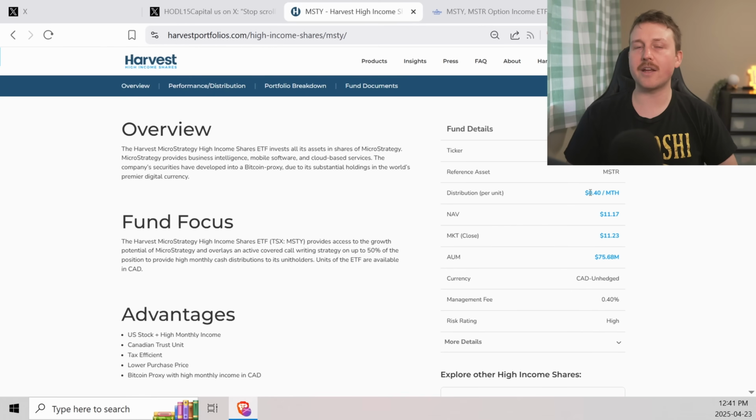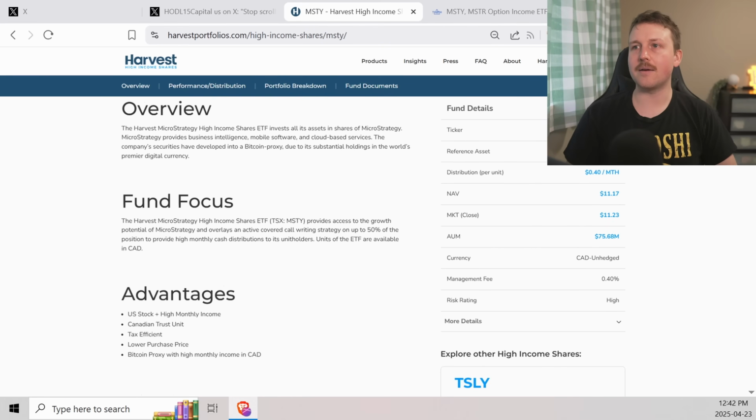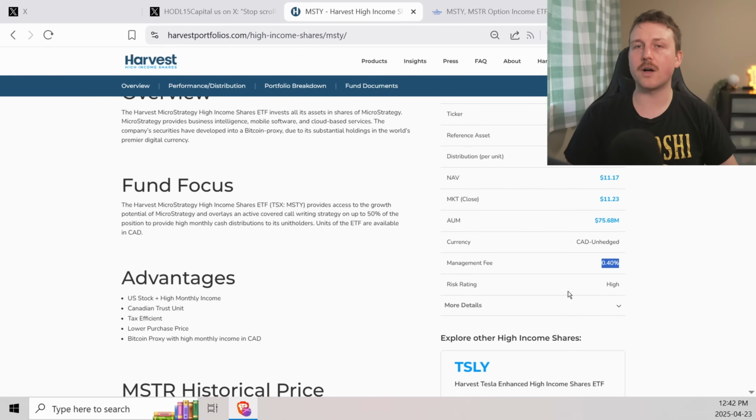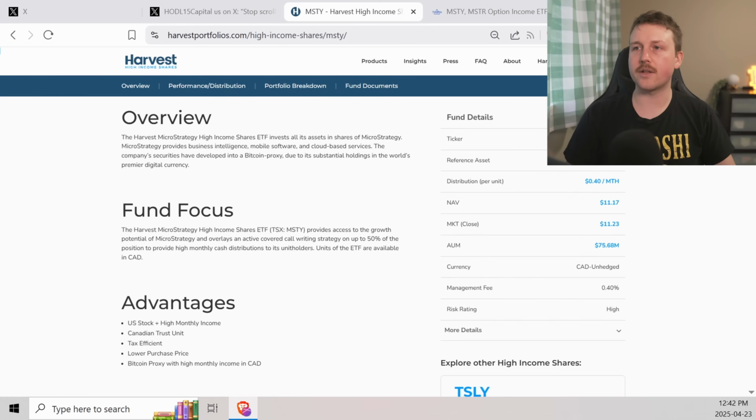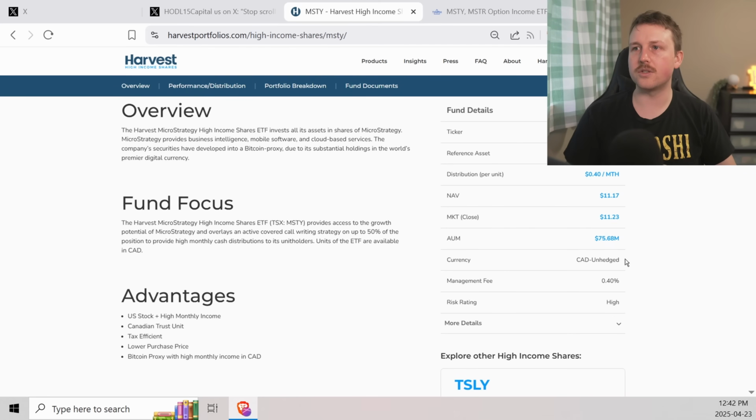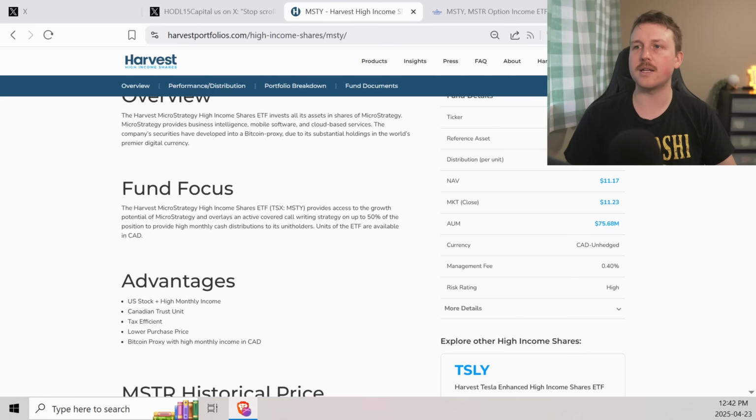So right now they're paying 40 cents. Their market close was $11.23, and they have an expense ratio of 0.4%. So less than half of what the other MSTY fund charges to do this. Now they only have 75 million under management compared to the 2 billion of the MSTY in the US.